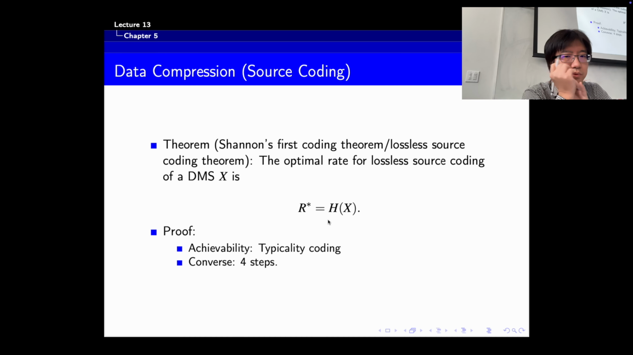Now let's prove it. As we mentioned before, we need to show the achievability and the converse. Achievability basically means that we need to design a scheme to show this rate is achievable. And for the converse, it's an impossibility. So we need to manipulate some inequalities to show that this R is upper bounded by this.